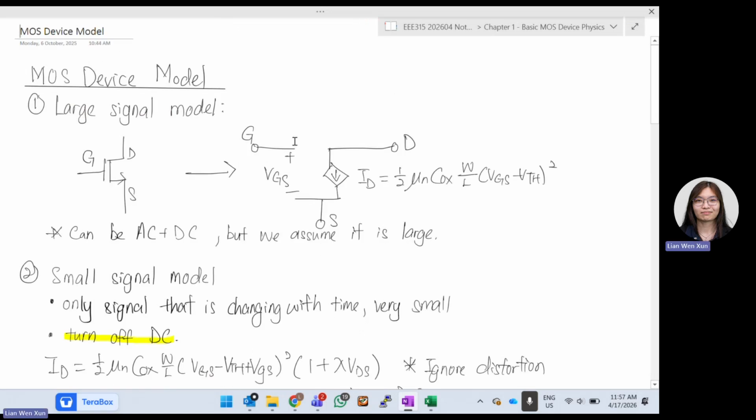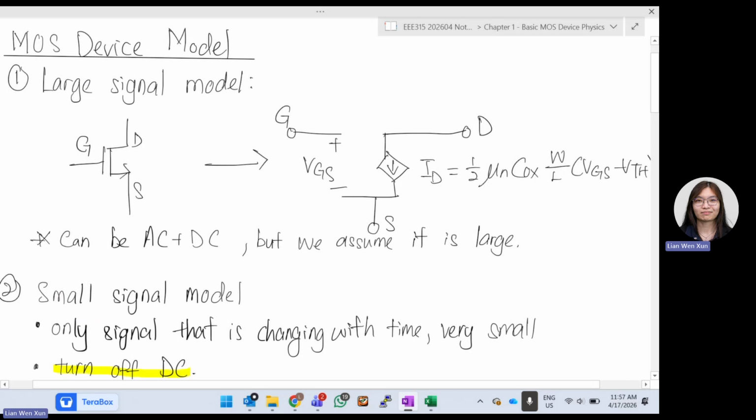Okay. The next one, the last part for chapter 1, is what we call device model. I think you all drew a small signal model when you learned BJT, right? So here also the same thing, we are drawing a small signal model, but besides the small signal model, we will also have what we call a large signal model. But you can just assume they are similar things.